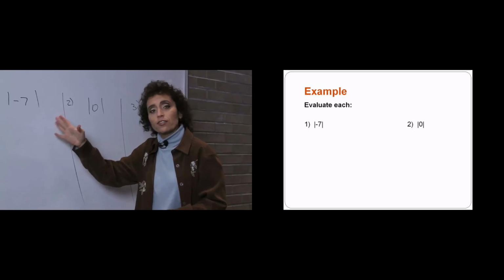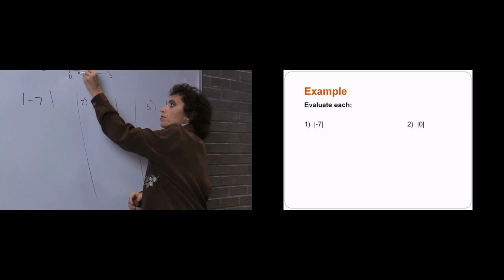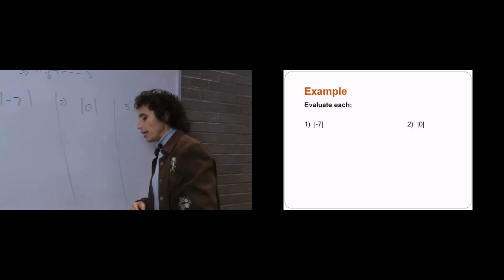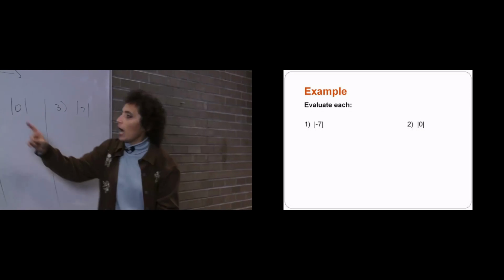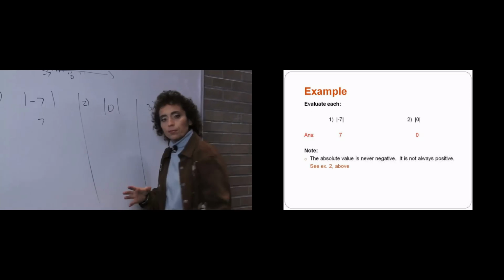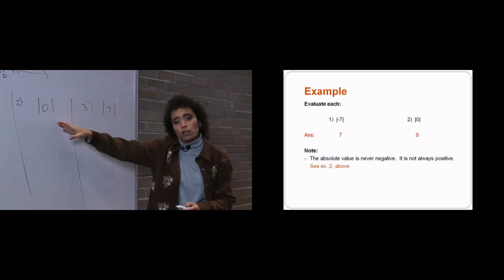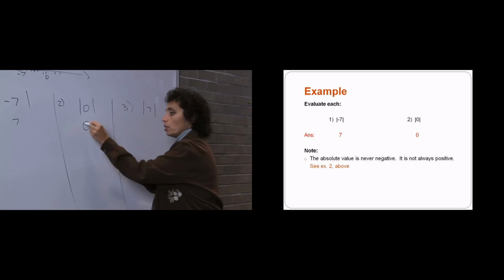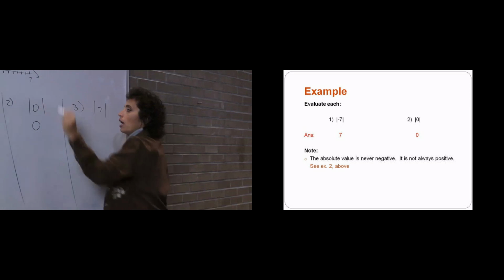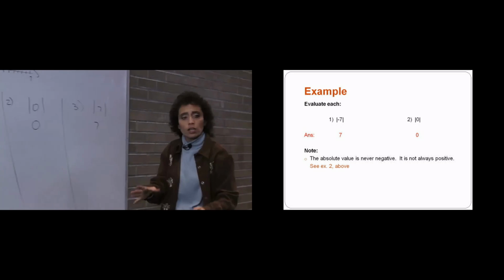The absolute value of negative 7 asks me, if I'm at negative 7 on the number line, how many units am I from 0? Well, I am 7 units from 0. If I'm at 0 on the number line, how many units am I from 0? Well, I'm 0 units. If I'm at 7, how many units am I from 0? I'm 7 units. That's all we're asking you to do. But let me explain it.